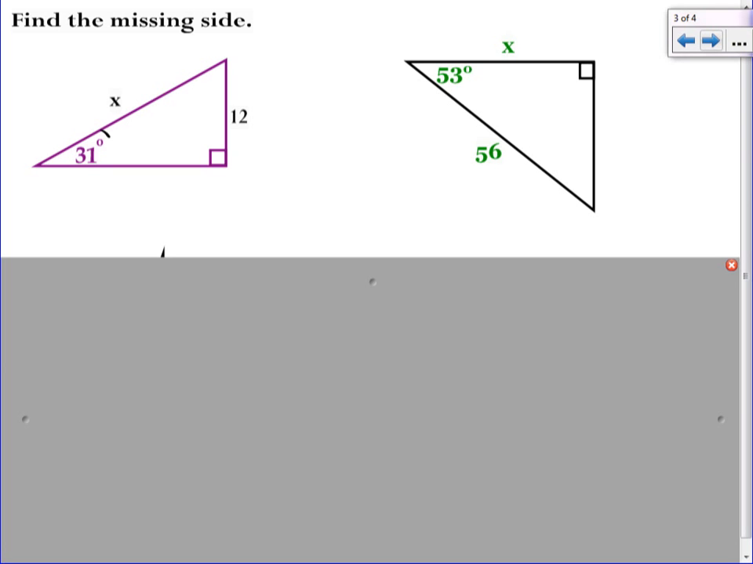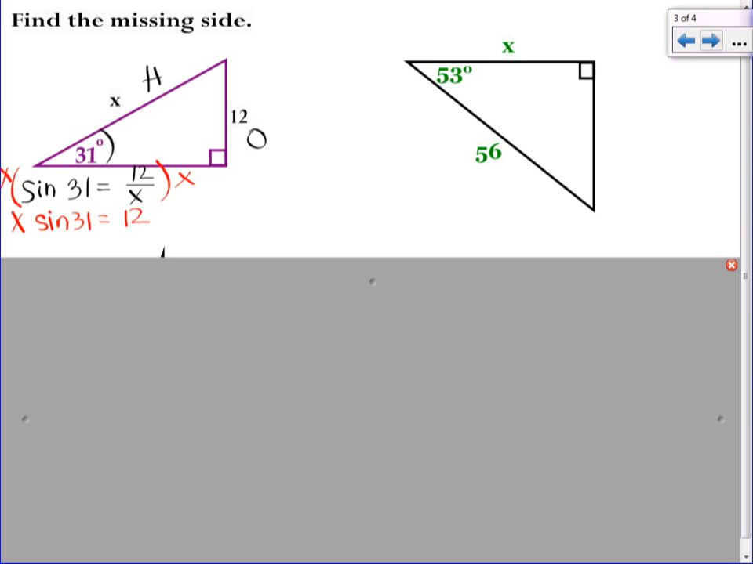So look in here. What two sides do we have? What is this one? Opposite and hypotenuse. So we're using sine. We got sine of our angle. What order is this going in? Opposite over hypotenuse. We multiply by x. So now we have x sine 31 equals 12.